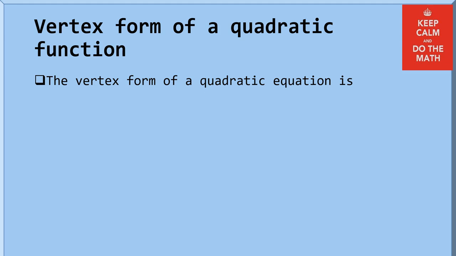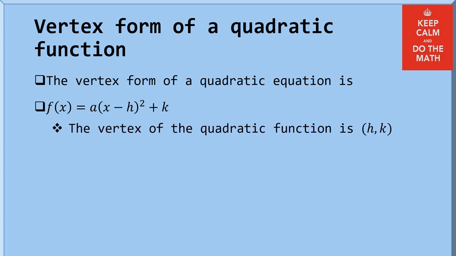In this video, we're going to discuss the vertex form of a quadratic function. The vertex form of a quadratic equation is f(x) = a(x - h)^2 + k. The vertex of the quadratic function is (h, k).